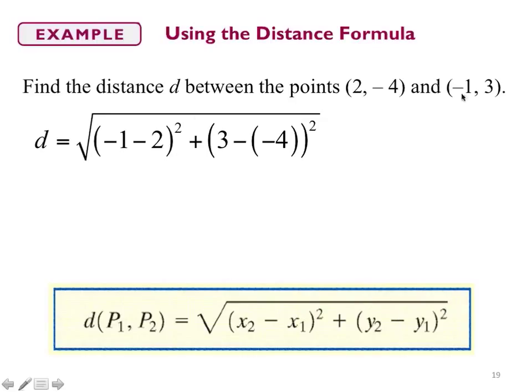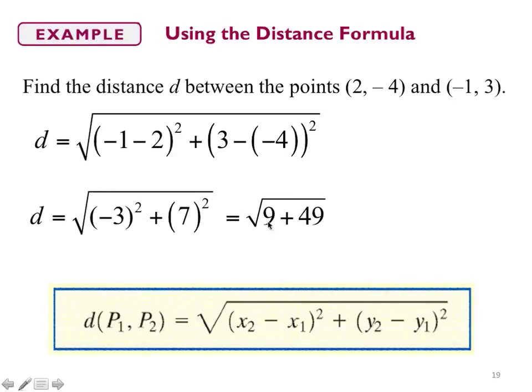So all we have to do is take our -1 minus our 2 and square it, plus our 3 minus our -4 and square it. So we end up with -3 squared plus 7 squared, which gives us the square root of 9 plus 49, or the square root of 58. Now hopefully you remember how to simplify radicals.